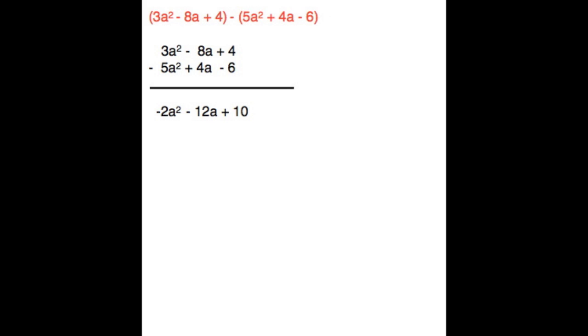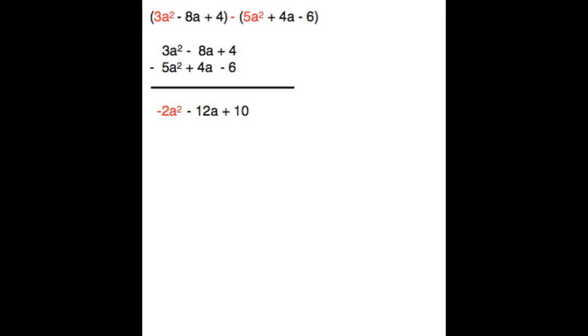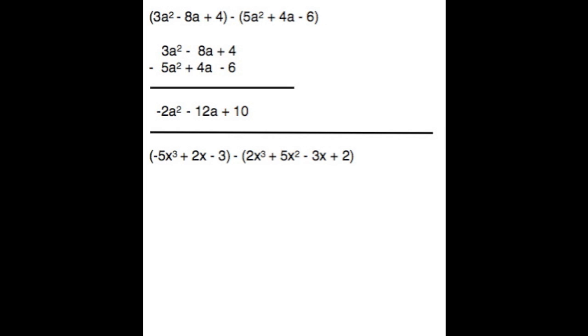So when we do our first polynomial minus our second polynomial, we get a final expression of negative 2a squared minus 12a plus 10. Let's go ahead and check our work for accuracy before moving on. We did 3a squared minus 5a squared, which is negative 2a squared. Negative 8a minus positive 4a, which would be a negative 12a. And 4 minus a negative 6, which is a positive 10. Let's move on and subtract these two polynomials.